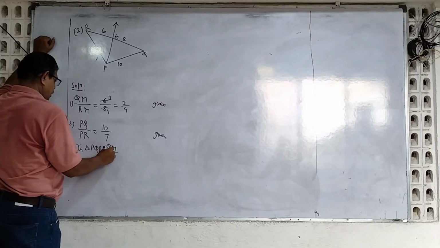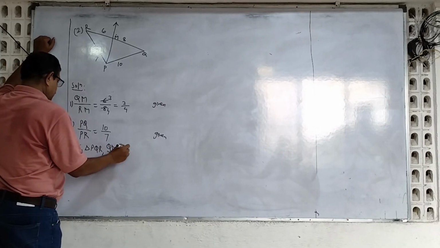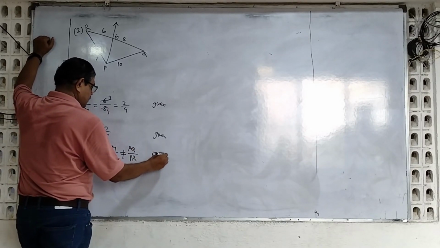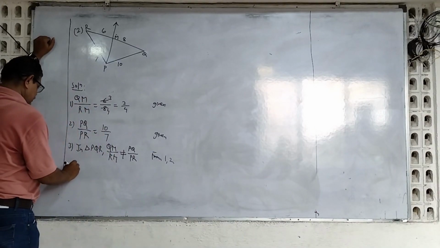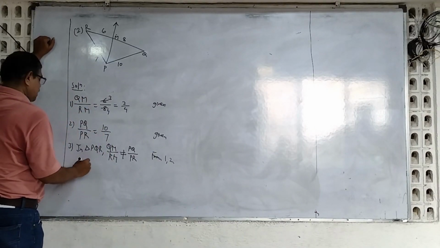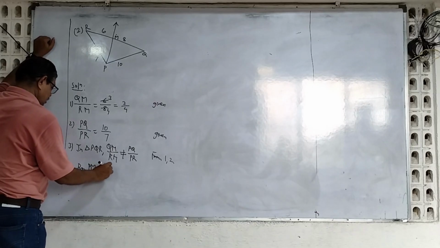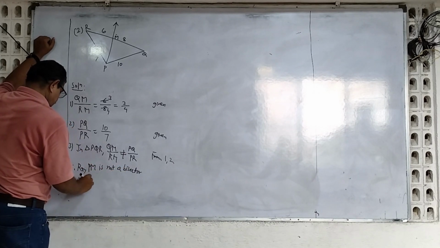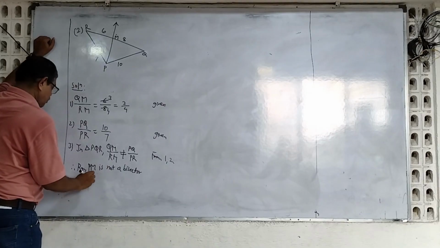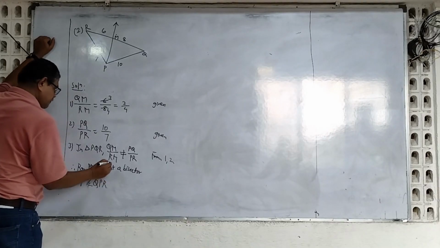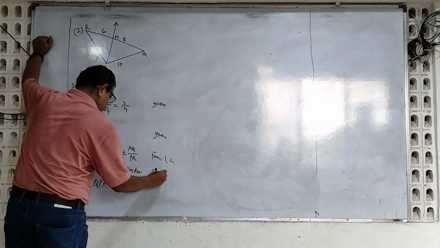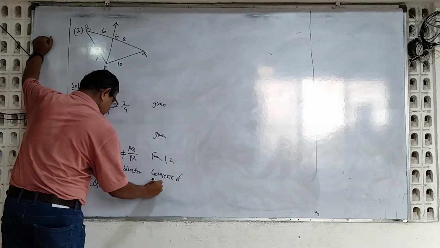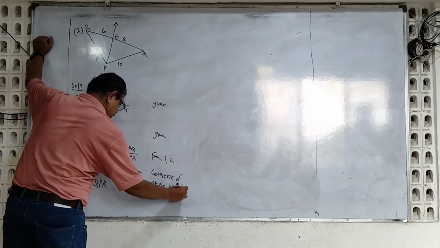QM upon RM is not equal to PQ upon PR from 1 and 2. And therefore, ray PM is not a bisector of angle QPR. Reason is again the same. Converse of angle bisector theorem.